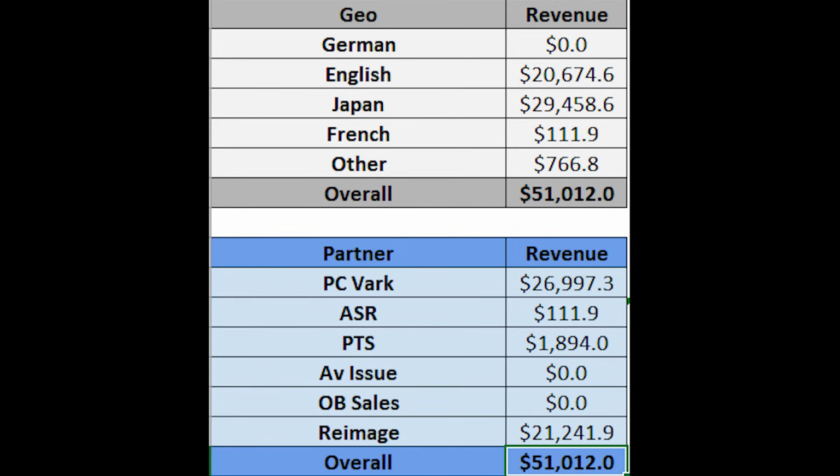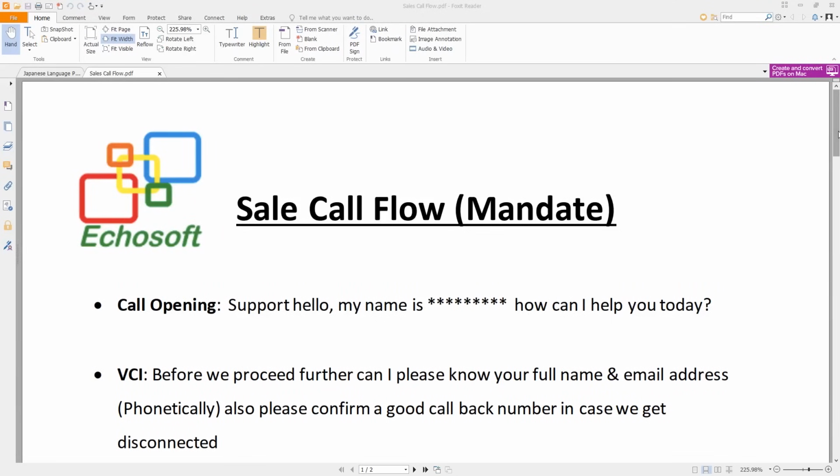And if those lines sound familiar, it's because it's just a Japanese version of the ReImage scam again. And scamming Japanese people seems to be well worth their while. It currently occupies more than half of the daily revenue of Ecosoft.